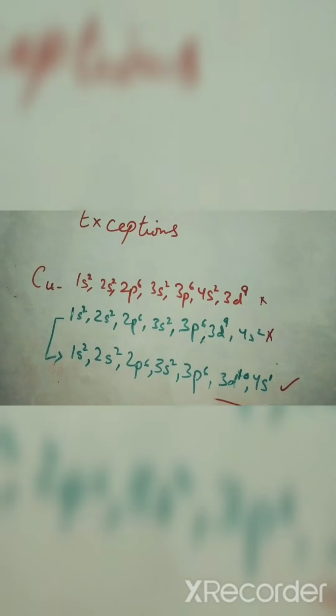Don't get confused in the electronic configuration of copper and chromium. They are the exceptions. For the rest, you just have to swap 3d with 4s and the electron number will remain the same.